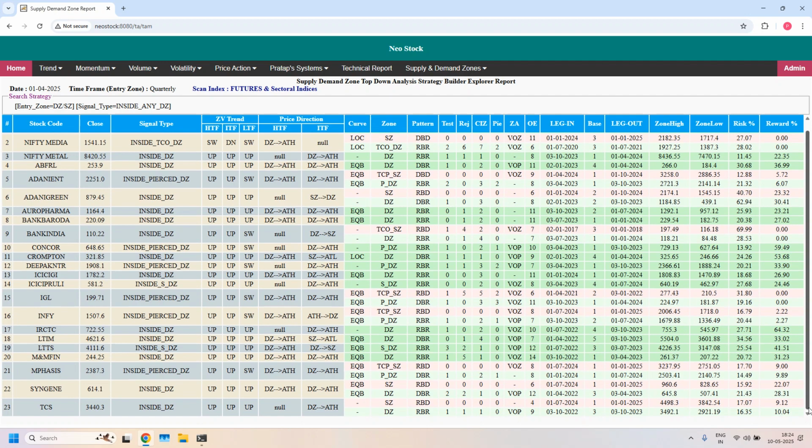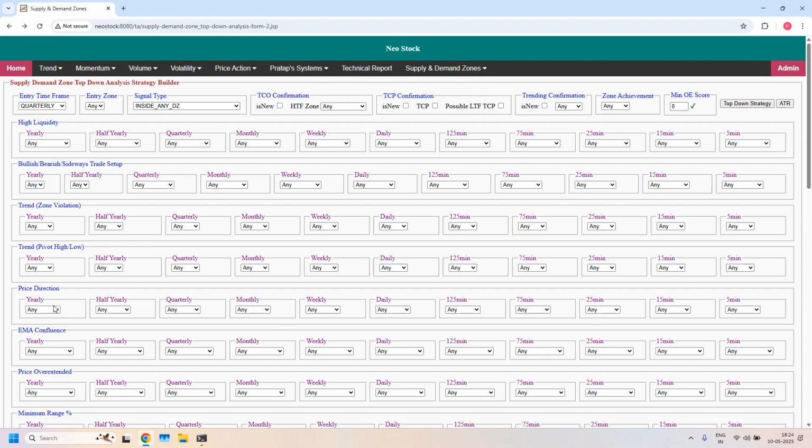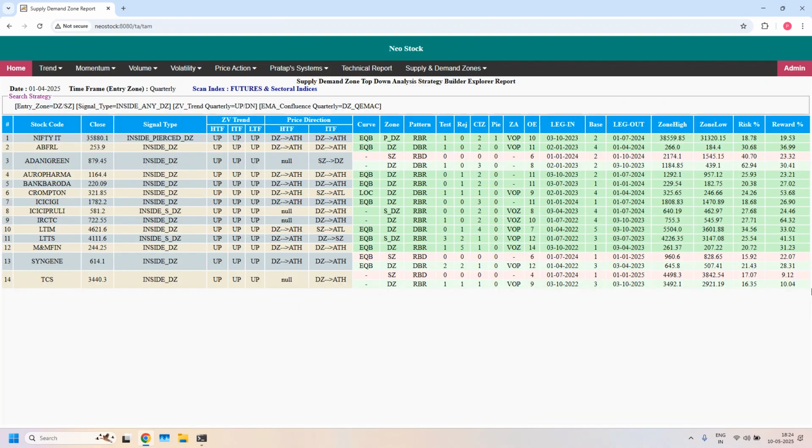We can further filter this list based on quarterly demand zone having quarterly EMA confluence, and also trend on the quarterly should not be sideways. It can be up or down. With these filters, we got 14 stocks. All these 14 quarterly demand zones are having quarterly EMA confluence and also current price closed inside those quarterly demand zones. Some of these quarterly demand zones are also high liquidity zones.